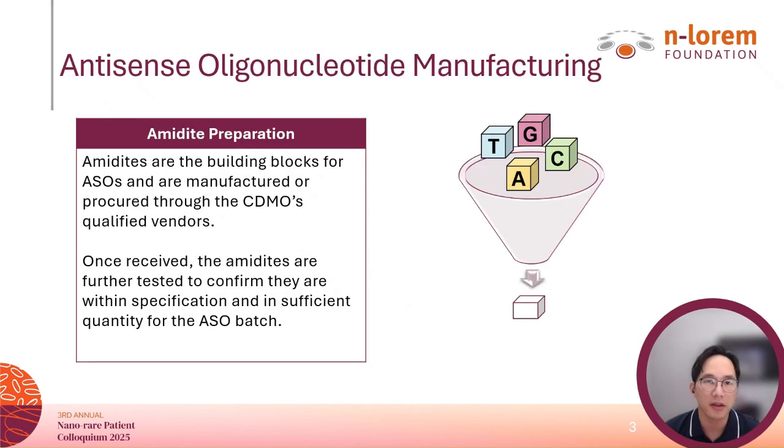The antisense oligonucleotide manufacturing process begins with amidites, which are the building blocks of oligonucleotide synthesis. Amidites come in various modifications and quality, which will be used in a controlled manner to synthesize the targeted sequence. These amidites are either manufactured or procured through the CDMOs qualified sub-vendors. Once received, the amidites are further tested to confirm they are within specification and in sufficient quantity for the ASO batch prior to manufacturing start.